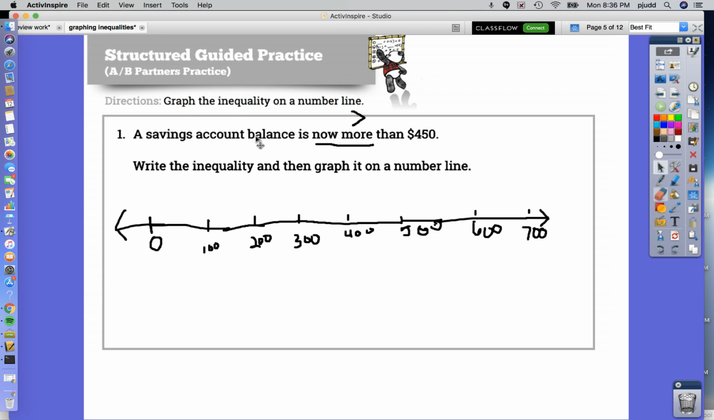A savings account balance is now more than $450. Write the inequality and then graph it on a number line. I've started a graph here. I want you to draw your graph, and you can also add interval markers of halfway, so that would be 50. Since this is more than 450, we need that starting point.